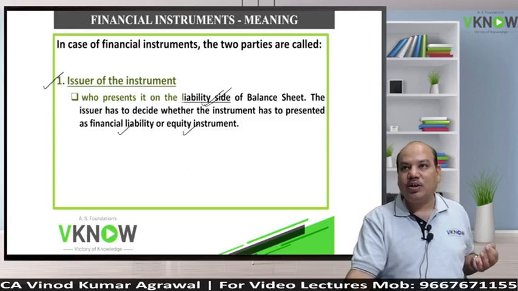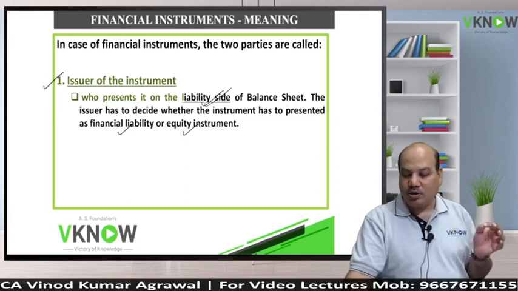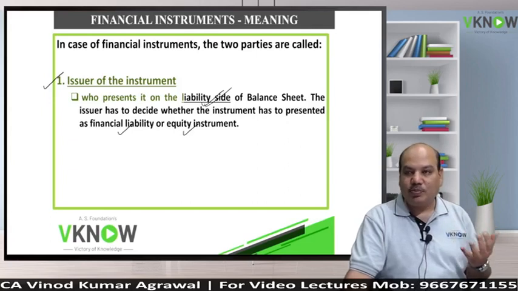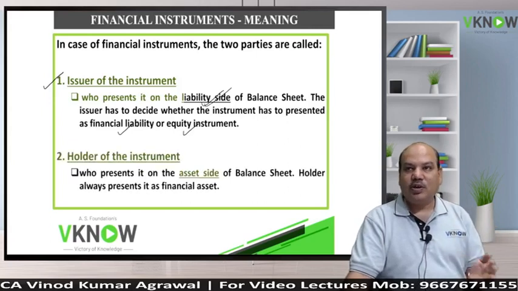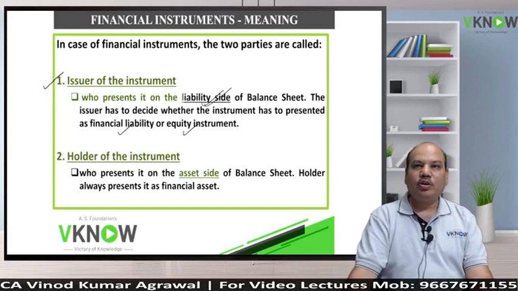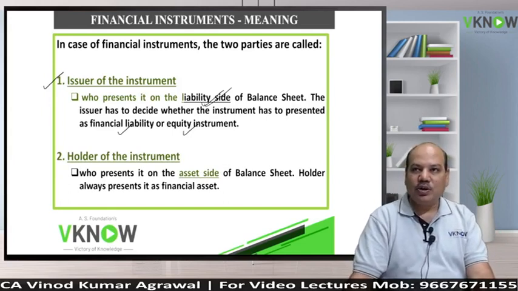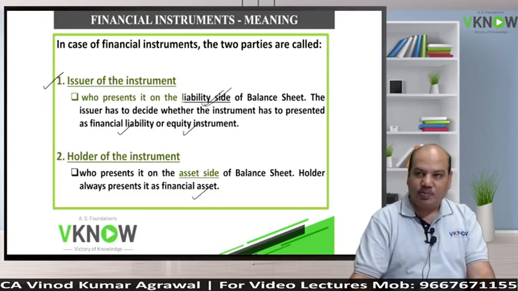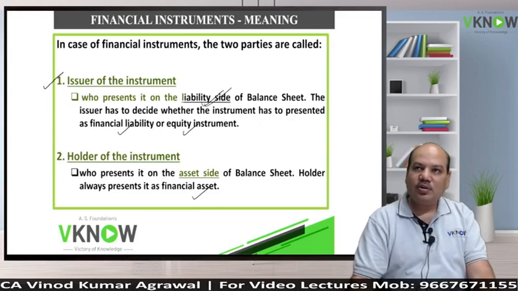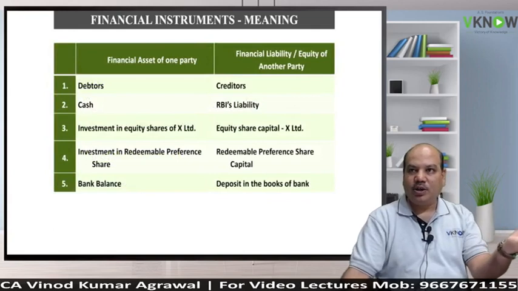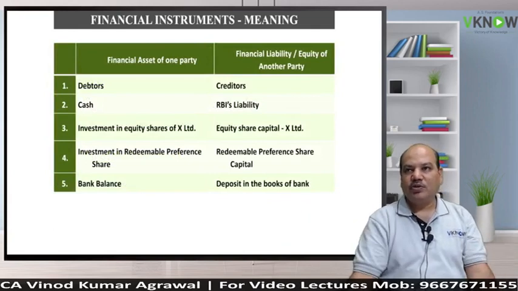Debenture issued by a company will form part of liability. Equity share issued by a company will form part of equity, and there is another party whom we will call holder of the instrument. That party will always show it on the asset side of the balance sheet and present it as a financial asset. So for one party it is a financial liability, for one party it's a financial asset.